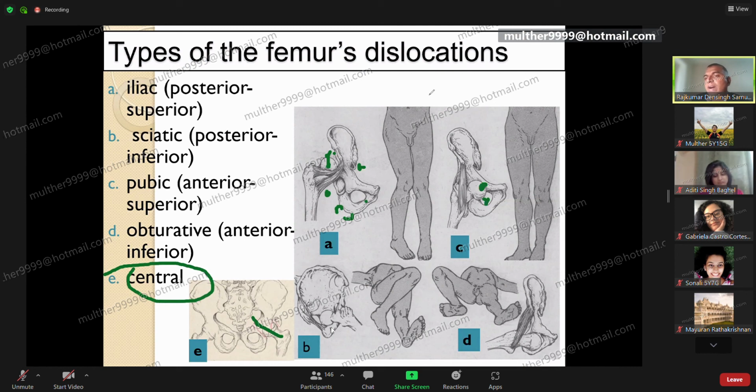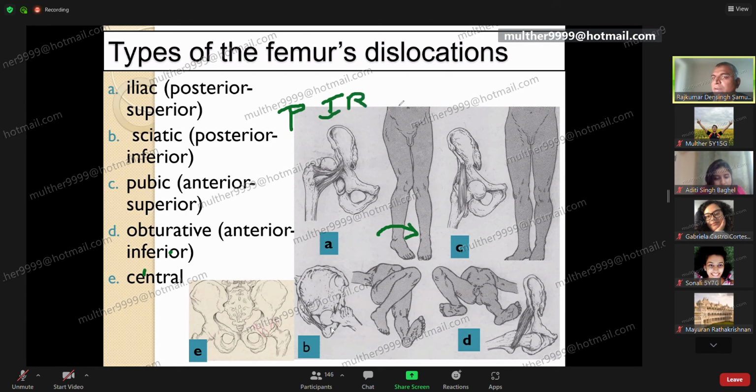Next, how to find the clinical picture. Here, the clinical picture is very well explained in this picture, so I am not going to go further. If the patient has posterior dislocation, the limb is internally rotated. Remember, posterior means internal rotation. If it is anterior dislocation, it is the opposite: the limb is externally rotated. However you want to remember, try to remember them.